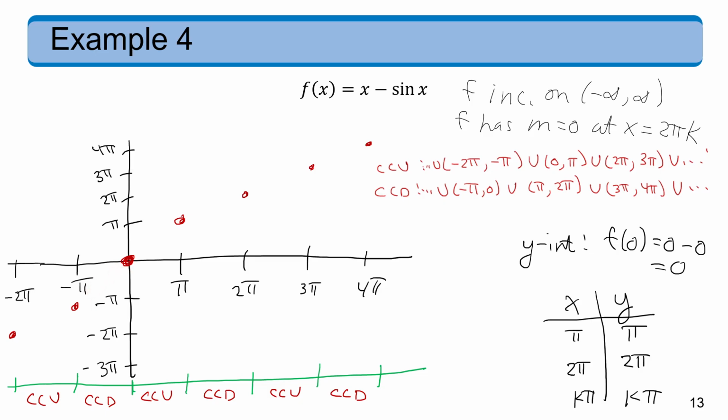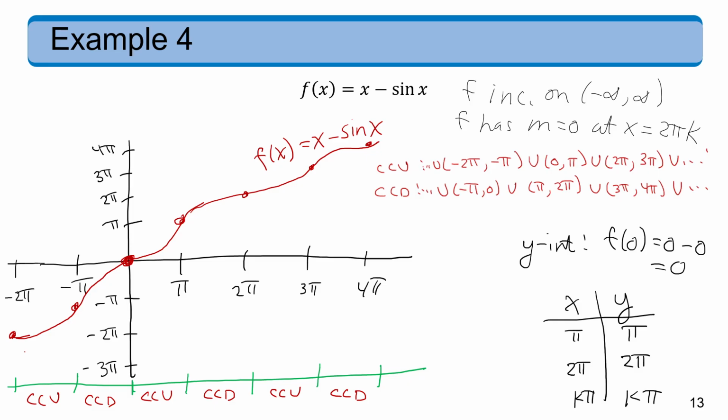Okay, so let's see if we can fill in that part. Increasing concave up at first. And then here it switches to stay increasing, but now it's concave down. And then you can just follow that same kind of shape over and over. So it switches to concave up, concave down, concave up, concave down, and it continues like that forever. So here's our graph of f of x, which is x minus sine x.